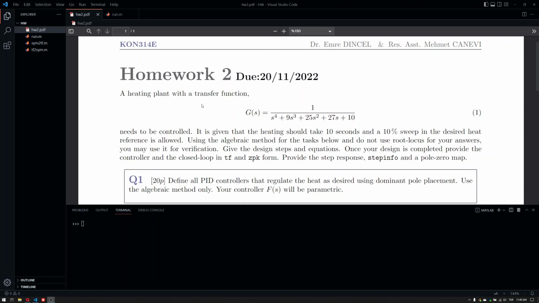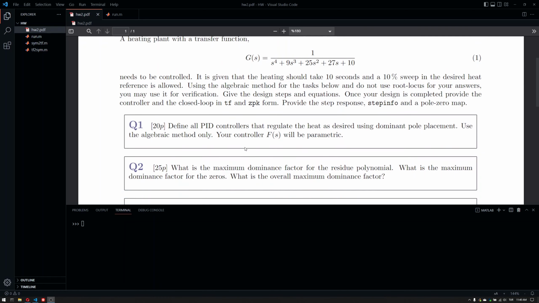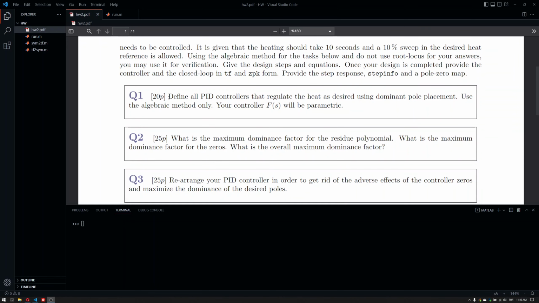Now, we had the same system as we had in homework 1, and we also had the same specifications, namely 10 seconds of settling time and 10% overshoot. And the tasks were as follows. We were asked to define all the PID controllers that regulate the heat as desired, and we are going to use the algebraic method. By the way, our controller will be parametric.